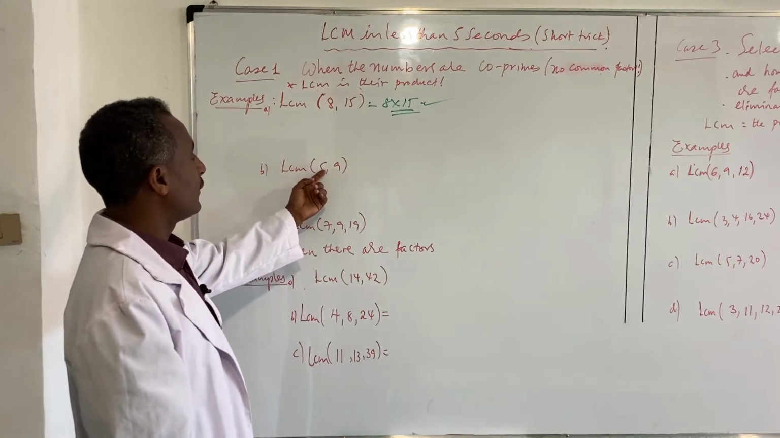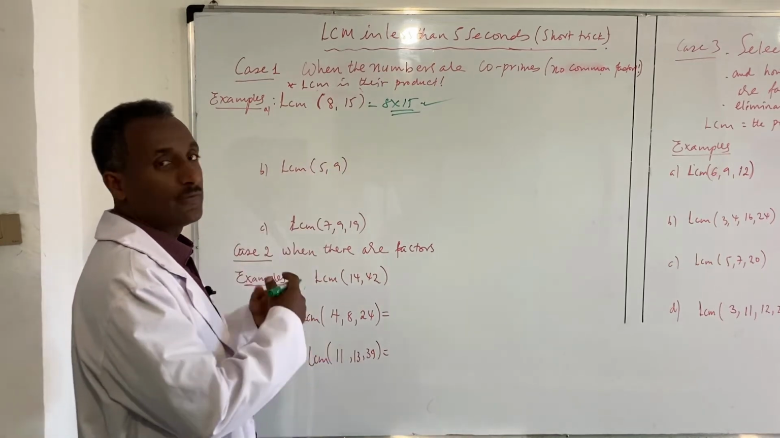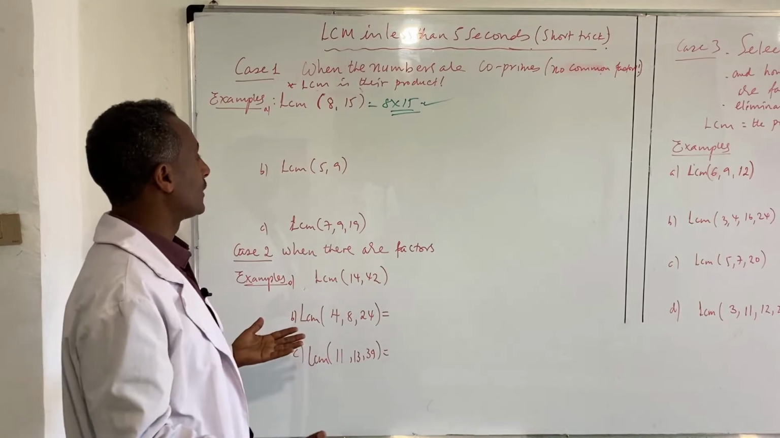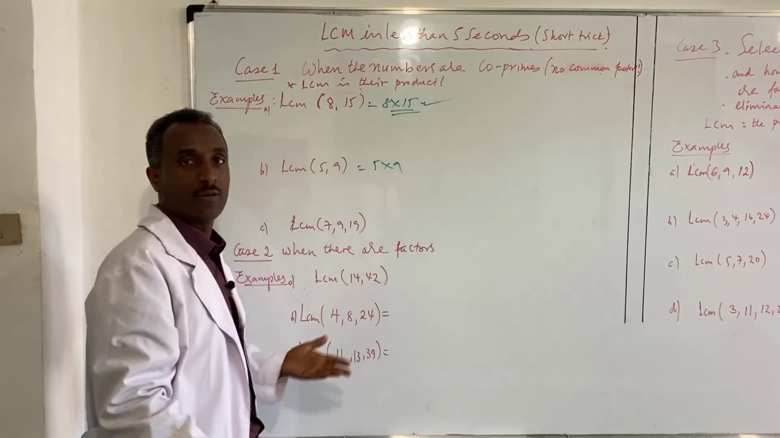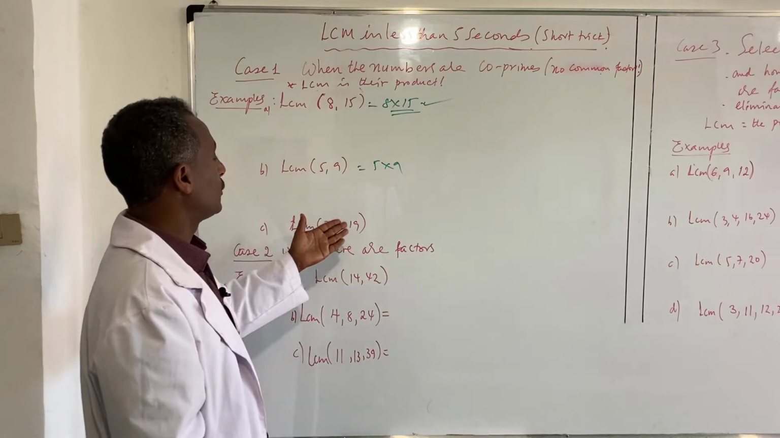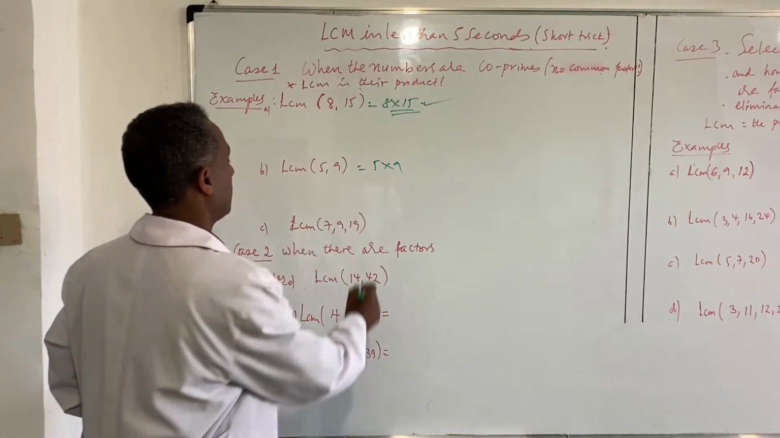Let us see here. 5 and 9 are relatively prime. They have no common factor. So their LCM is simply 5 times 9. So you can see there are some questions that you can see and answer easily.